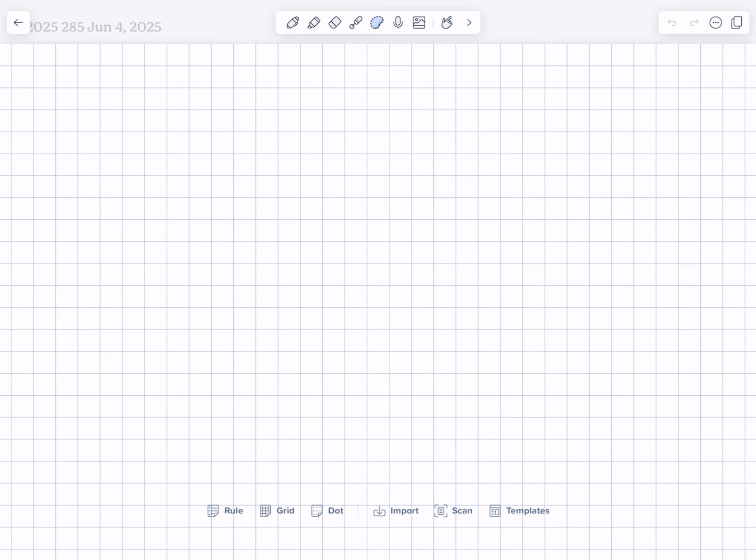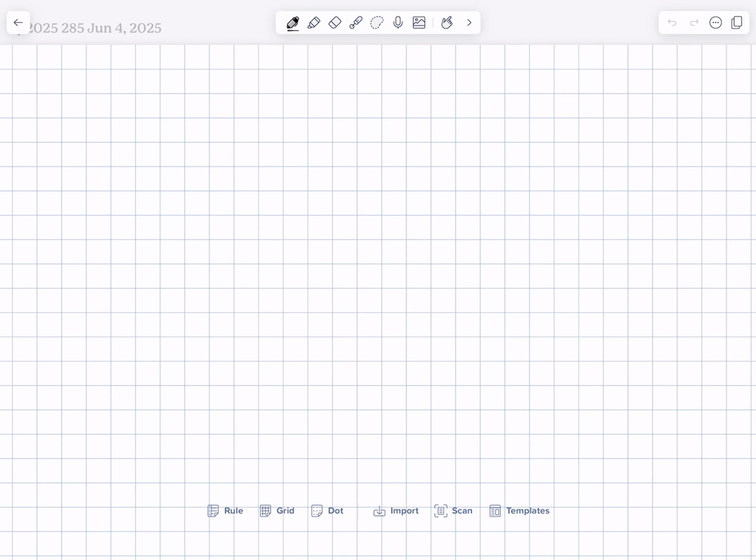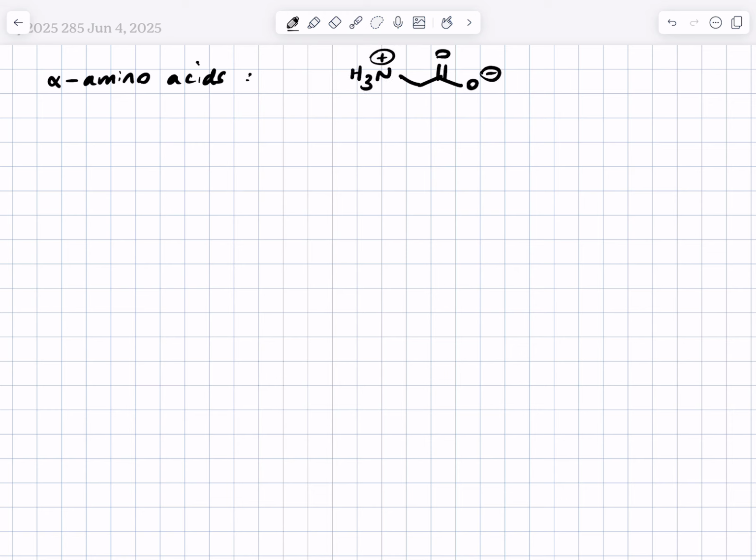All right, so our first task is to understand the 20 amino acids. The basic structure of the amino acids that your body uses to make proteins is as follows. They are called alpha amino acids, and the thing that unifies them all is that they all have a carboxylate group. They all have an amino group at physiological pH. I'll draw it in its fully acidic form.